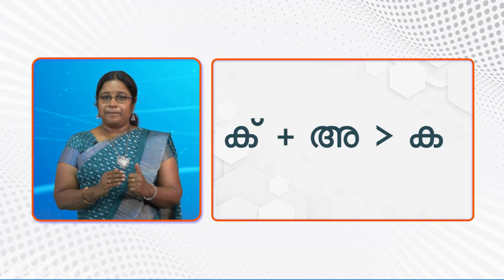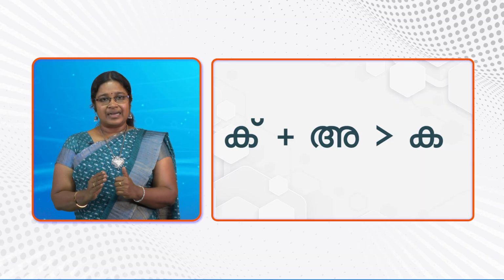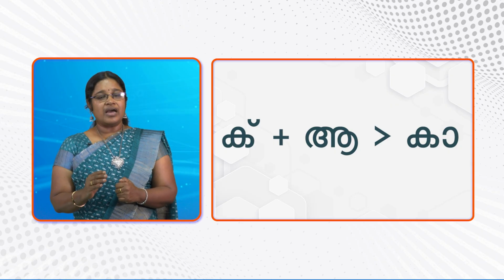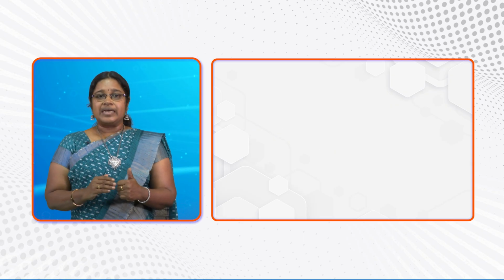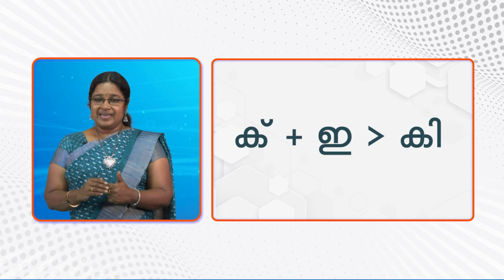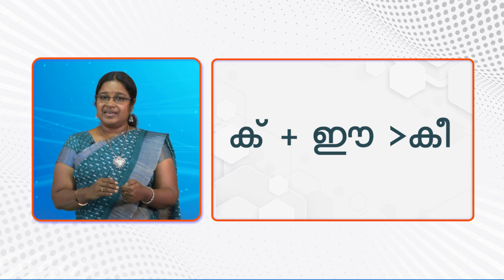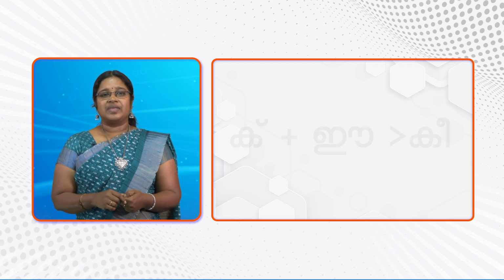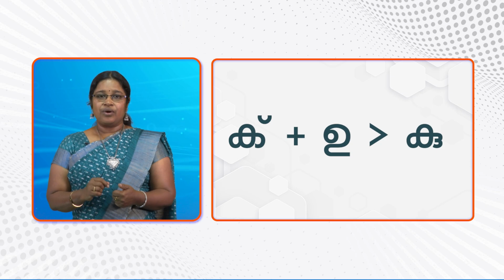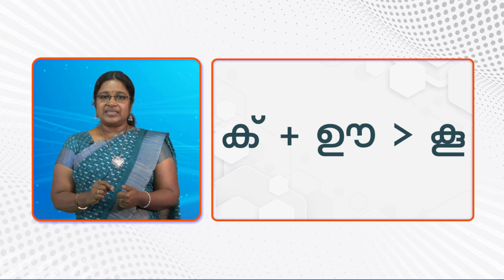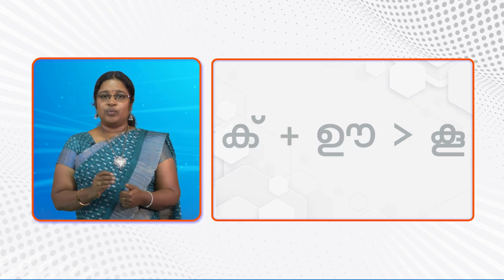Now let us see the consonant vowel combinations. K plus a, ka. K plus e, ki. K plus u, ku.